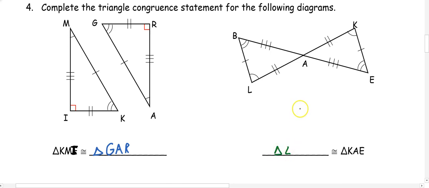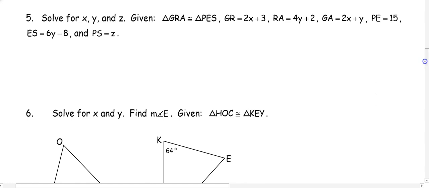So we have triangle L, and then we have A because A is the shared letter, and then we have B because they both have 2 congruency marks. So now we're going to use congruent triangles to solve for a variable.